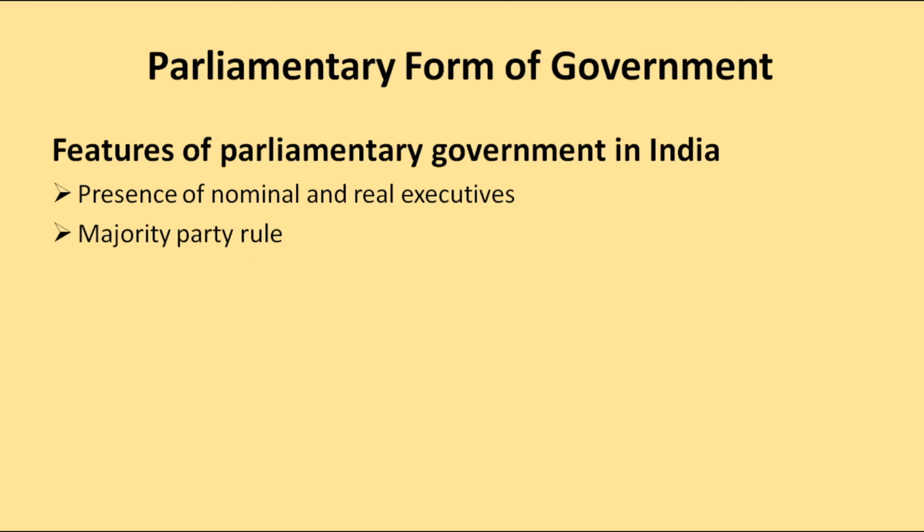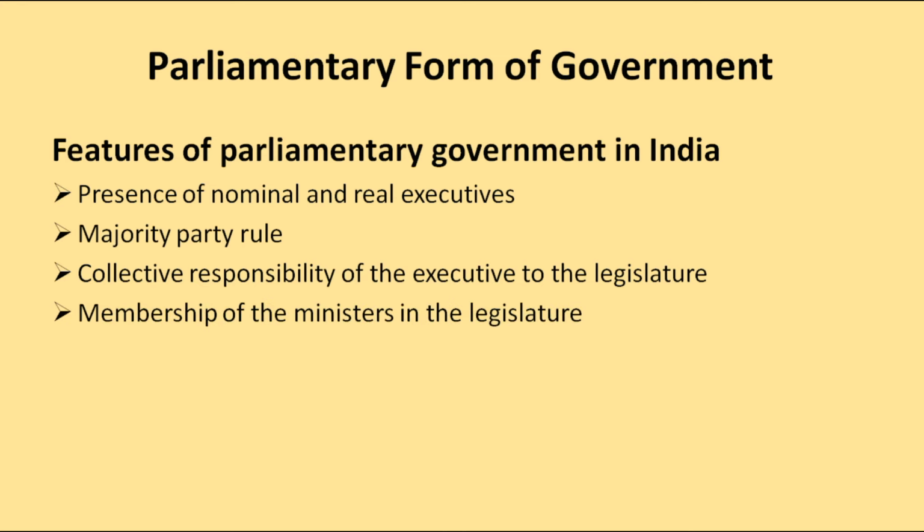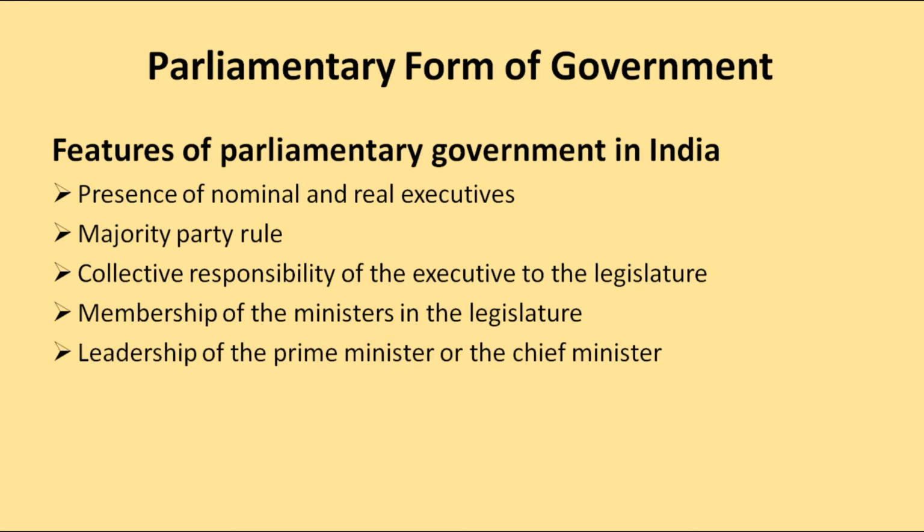Then majority party rule, obviously we know this. Then collective responsibility of the executive to the legislature, membership of the ministers in the legislature, leadership of the Prime Minister or the Chief Minister. Then dissolution of lower house. So we know that the lower house is not a permanent body, the Rajya Sabha is a permanent body. The lower house changes every 5 years in general circumstances, and elections keep happening.